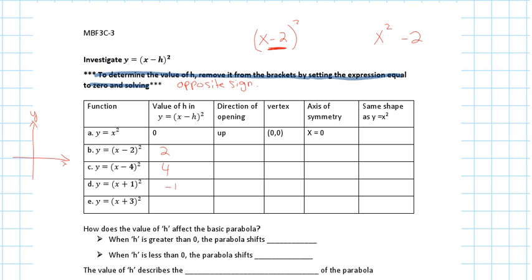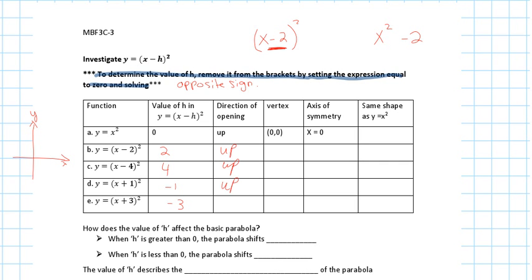And this one? Negative 3. How about the direction of opening of all of them? All up. Remember, only a affects your direction of opening. How about the vertex? 2, 0.